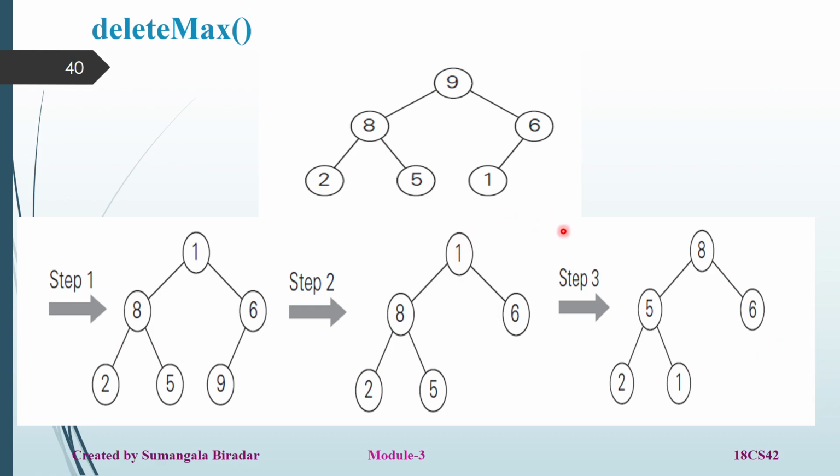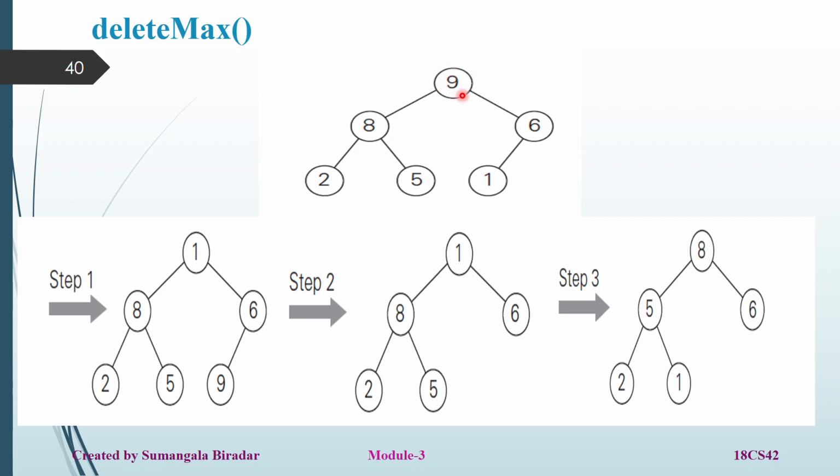In the same way, if I delete the maximum element from the given heap tree, or how to delete the root node from the heap tree. Okay, deleting the root node is nothing but deleting the maximum, because the root node contains only the maximum element. See, this is the parent node, and this parent node always must be greater here.